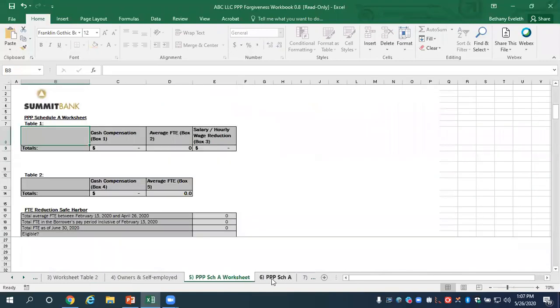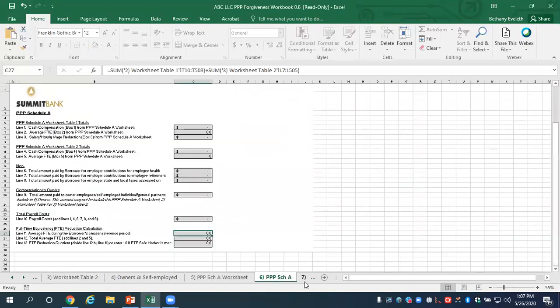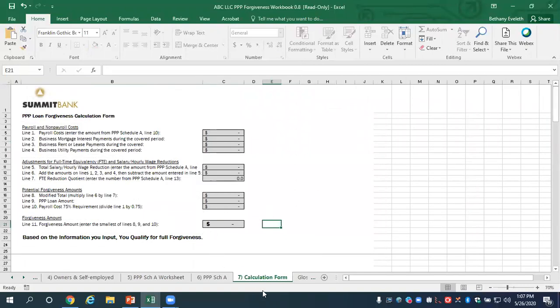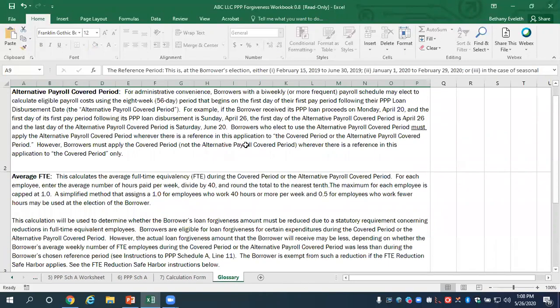Then we have another tab for all of your owner employees, self-employed individuals, or general partners. And then the next three tabs are all tabs where calculations happen, based all on the information you put in earlier in the spreadsheet. So they're all grayed out. You don't have to worry about doing any of the math. The spreadsheet does it for you, so long as the information you put in is accurate and complete. Ultimately, you'll see here on the very last calculation tab that in the end, you'll come up with an estimated forgiveness amount. We've also included a glossary that you can use to refer to as you move through the worksheet and see various terms throughout the sheet itself.